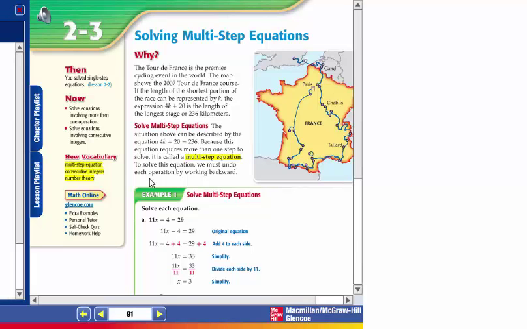We are now on Chapter 2, Section 3 for solving multi-step equations, and we just looked at the algebra tiles for solving multi-step equations, but now we're going to solve multi-step equations algebraically. And we're going to start with defining what we mean by multi-step equation.